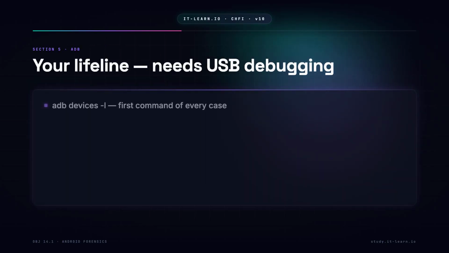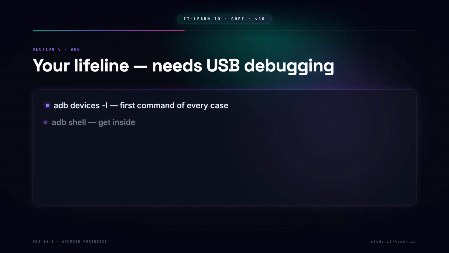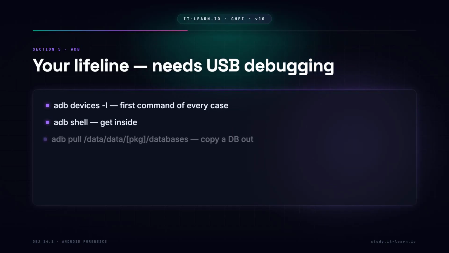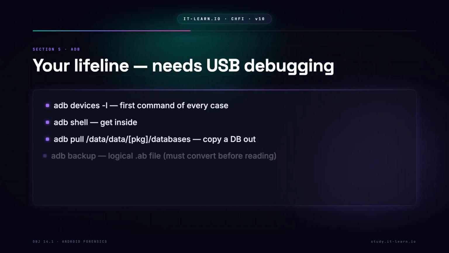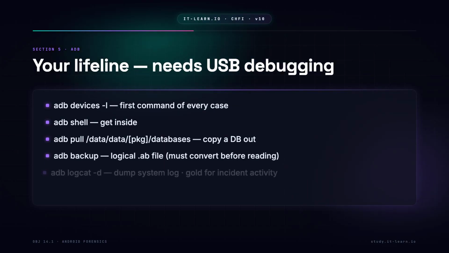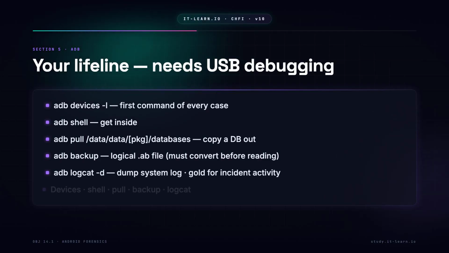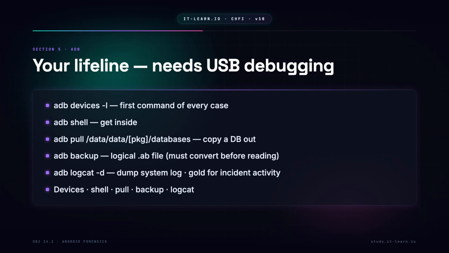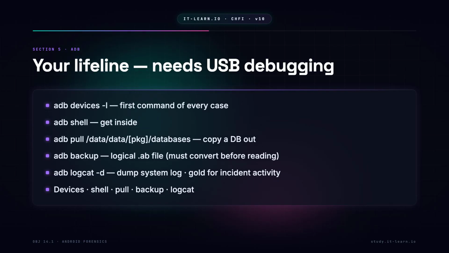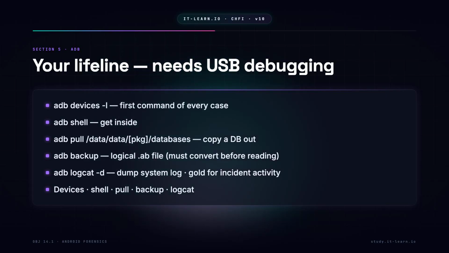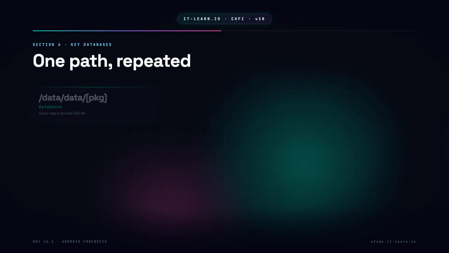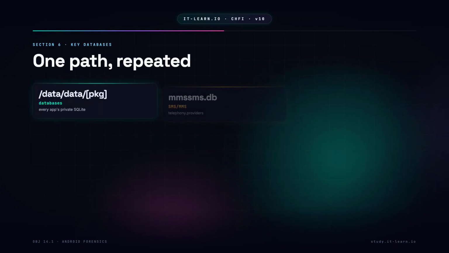ADB, the Android debug bridge, is your lifeline, and it needs USB debugging enabled. The first command of every case, adb devices -l, confirm the device, get its ID, then adb shell to get inside, adb pull to copy a database straight out, /data/data/package name/databases, adb backup for a logical capture, producing a .ab file you must convert before reading, and adb logcat -d, dump the system log, forensic gold for app activity during the incident window.